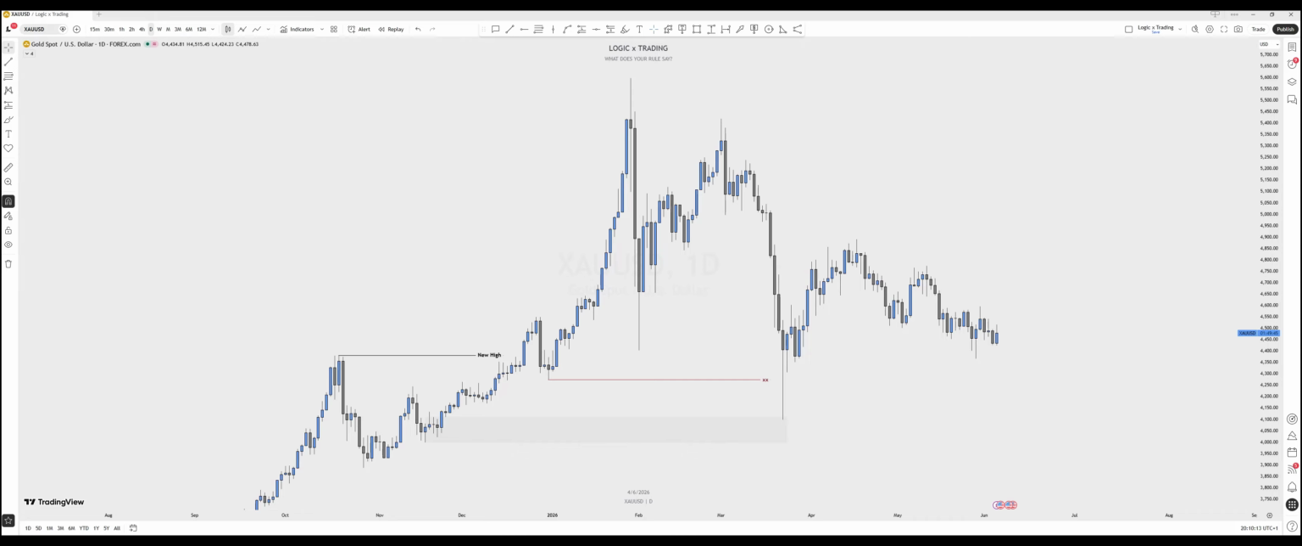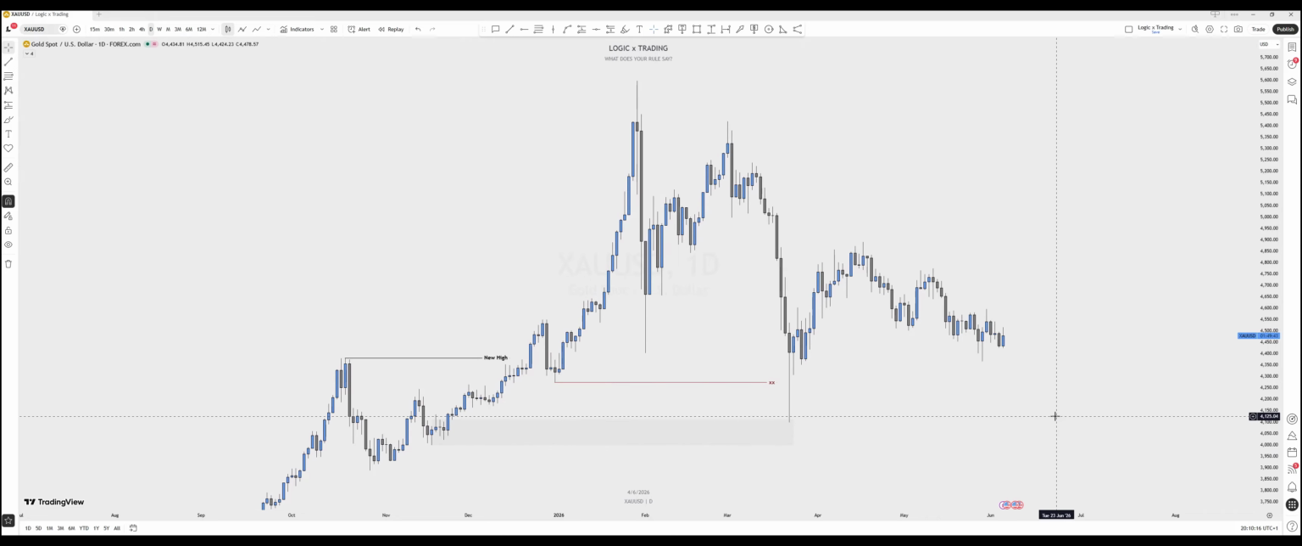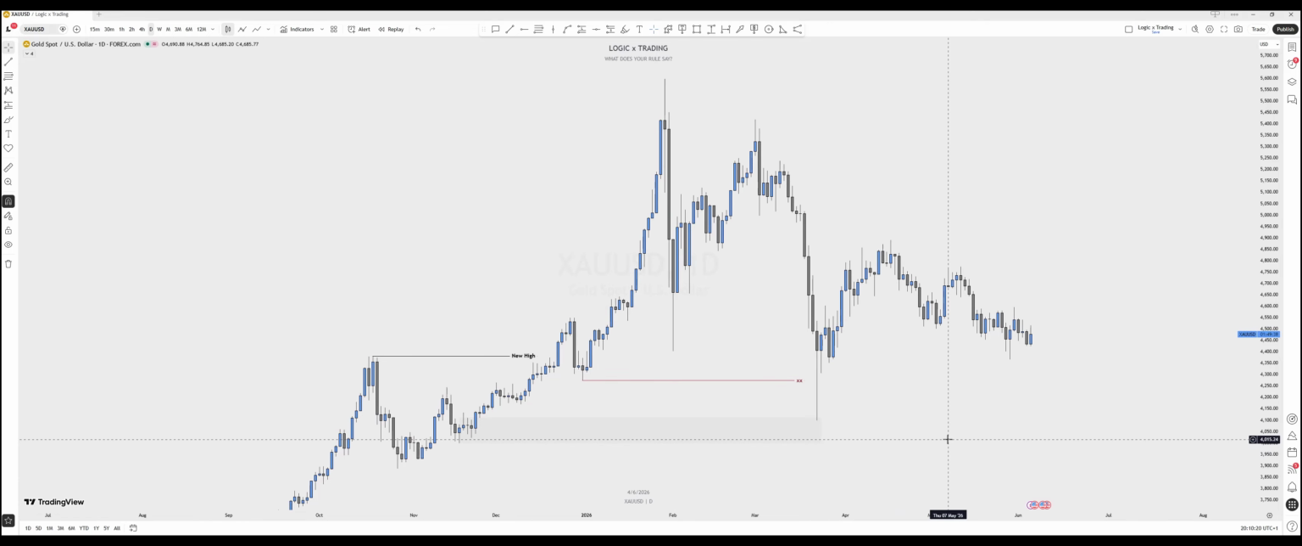So I'll be doing a quick trade breakdown on a trade I took on gold that was earlier this week. So yeah, let's do a quick top-down analysis on gold. So this is the daily time frame on gold.